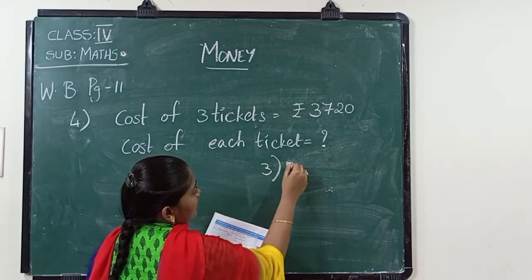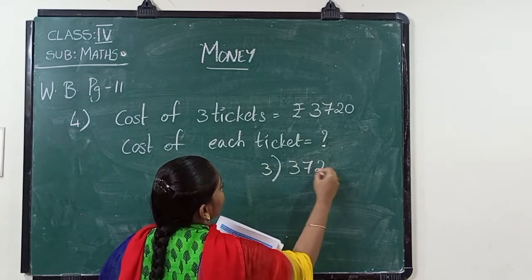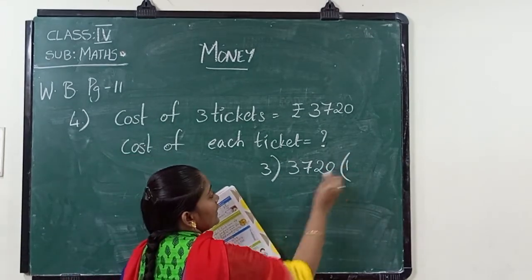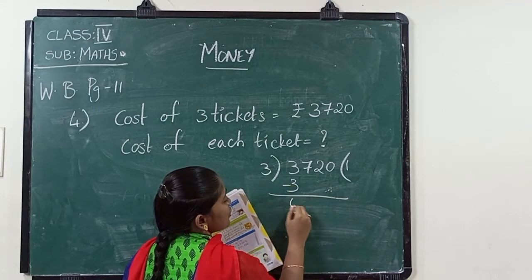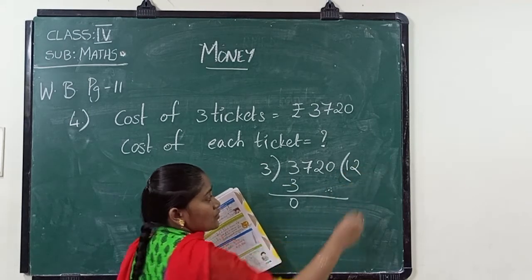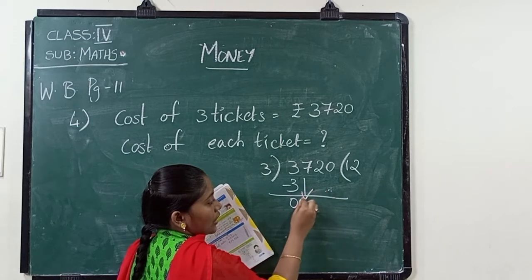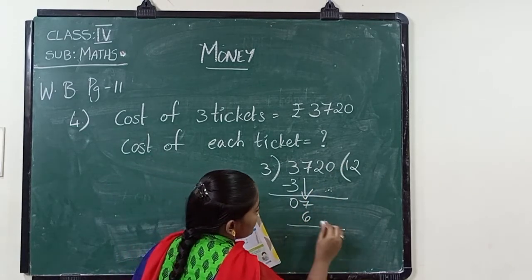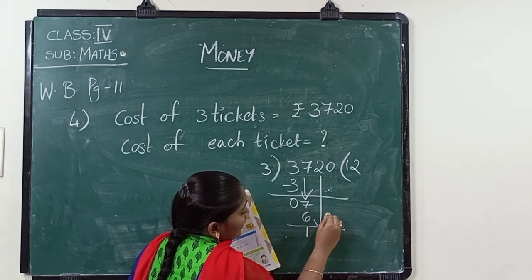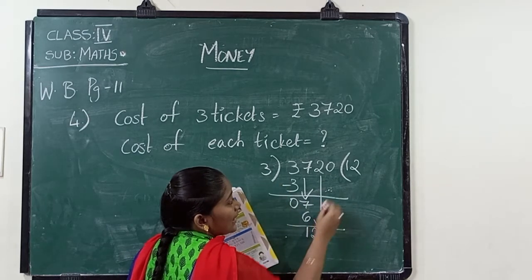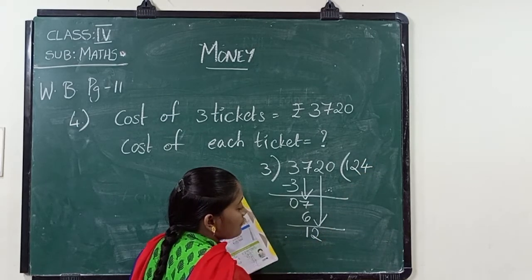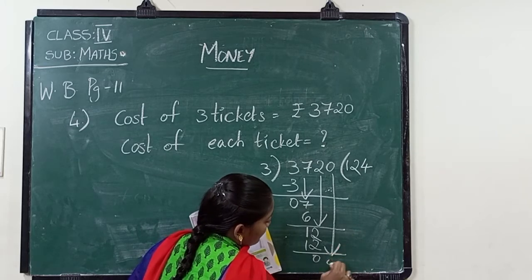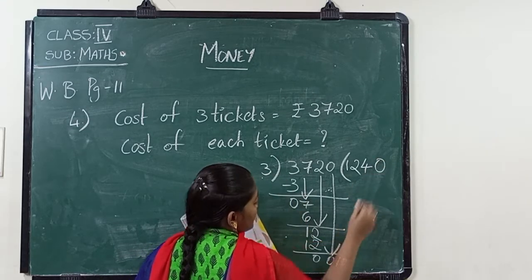So 3 is going to divide 3,720. In the 3 table, 3 ones are 3. So 3 minus 3 is 0. 3 twos are 6. So here 7 carry down. Here I am using 3 twos are 6, so minus 2 carry out. In the 3 table, 12 comes at 4 times. So again 0, and 3 zeros are 0.